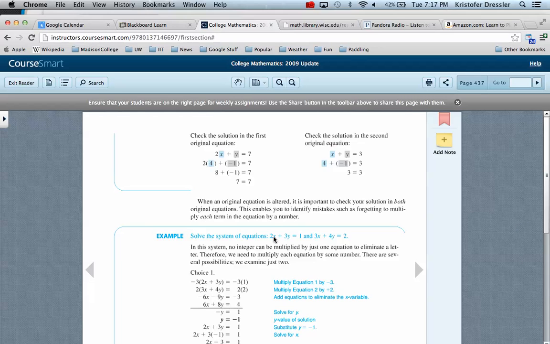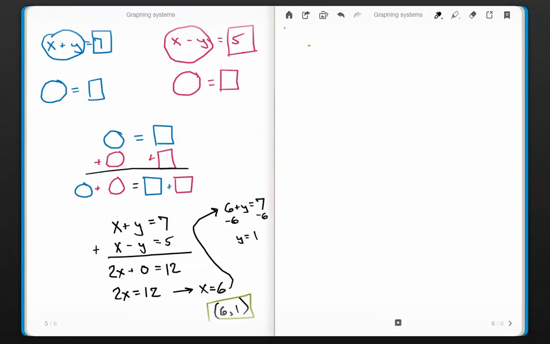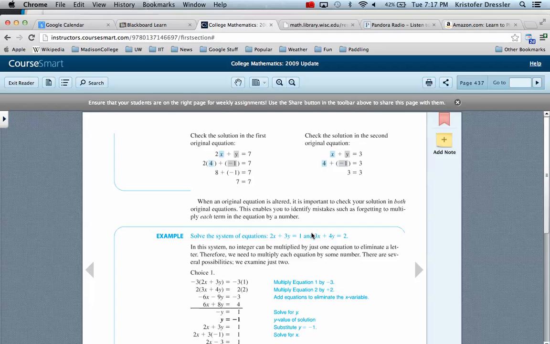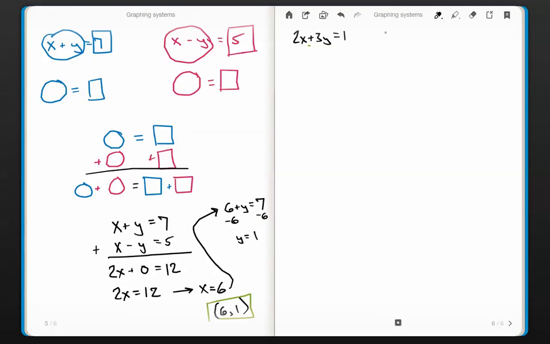Oh, here's a good one. So we want 2x plus 3y equals 1, and then we also have 3x plus 4y equals 2. All right, well, let's take a crack at this one now.